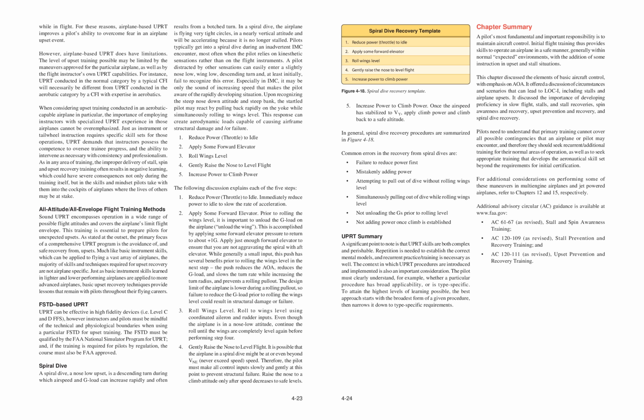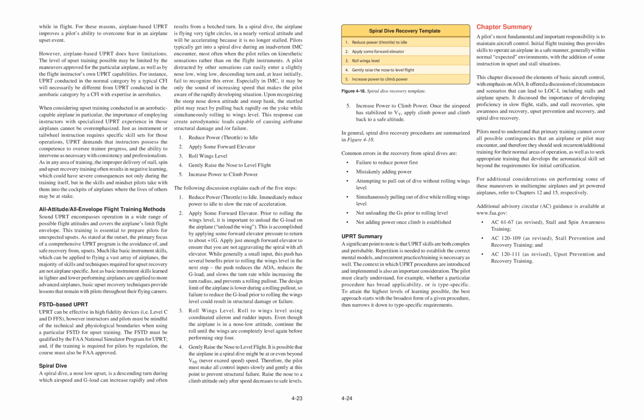While generally a small input, this push has several benefits prior to rolling the wings level in the next step. The push reduces the AOA, reduces the G-load, and slows the turn rate while increasing the turn radius, and prevents a rolling pullout. The design limit of the airplane is lower during a rolling pullout, so failure to reduce the G-load prior to rolling the wings level could result in structural damage or failure.